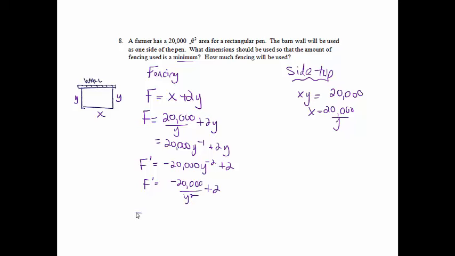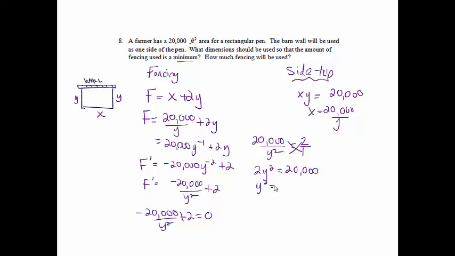Once we find the derivative, we want to set it equal to 0. So that's what I'm doing next. I'm going to add 20,000 over y squared to both sides. I think that will be easier. So I'm going to get 20,000 over y squared is equal to 2, and then from there I'm going to put a 1 underneath my 2 so I can cross multiply. So I'll get 2y squared is equal to 20,000. Divide both sides by 2, I'll get y squared equals 10,000, and if I square root, I'll get y equals 100.